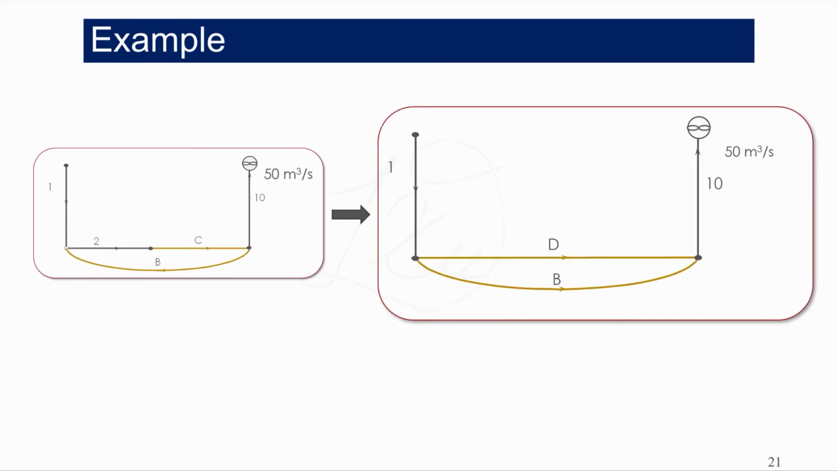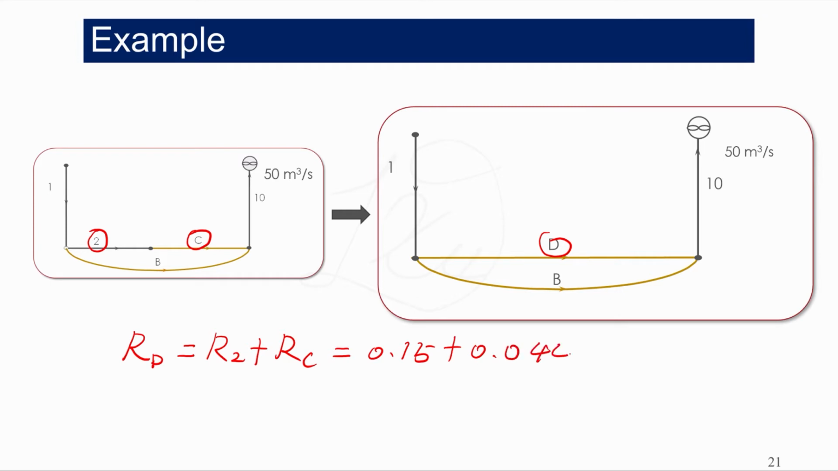Keep moving forward. We can see that airway 2 and airway C are in series. I will reduce these two airways to airway D. The resistance of airway D, RD, equals R2 plus RC equals 0.15 plus 0.044 equals 0.194.